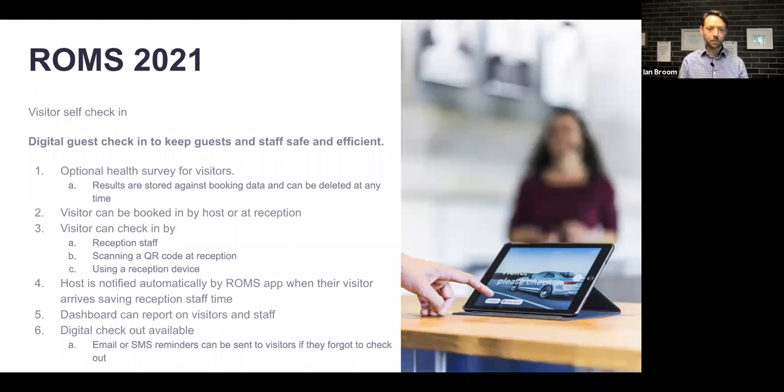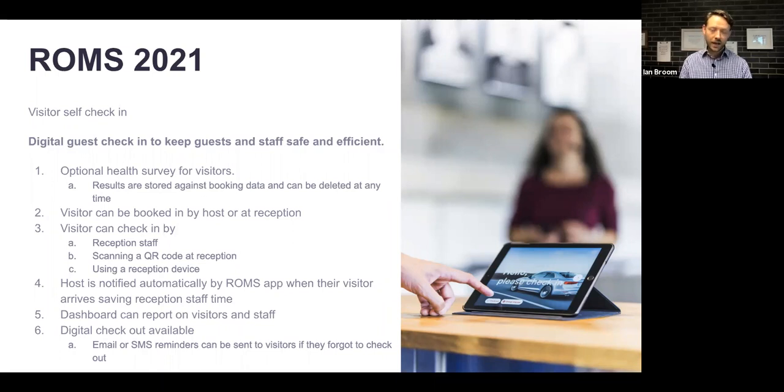Visitors can be booked in by a host or at reception. So if I show up at a meeting and my host hasn't made a booking on my behalf, I can then work with reception, either using a device of my own or talking to the reception staff to organize a booking. Visitors can then check themselves in through either talking to reception staff, scanning a QR code at reception, just like staff do, or using a reception device such as a shared iPad, like in the picture.